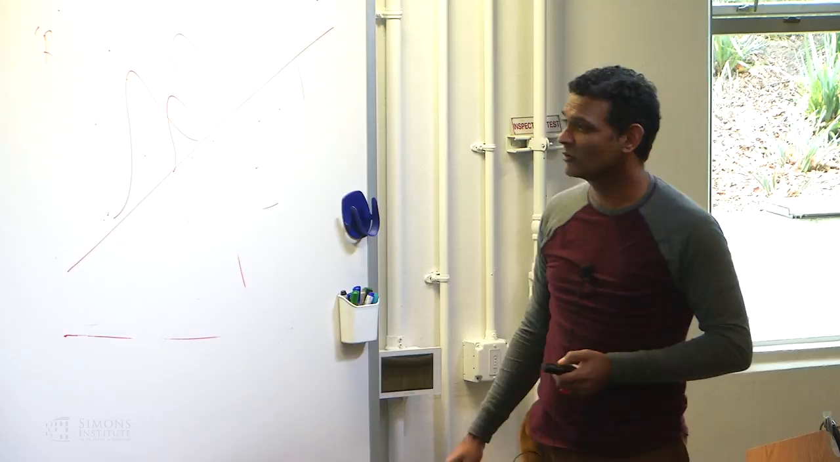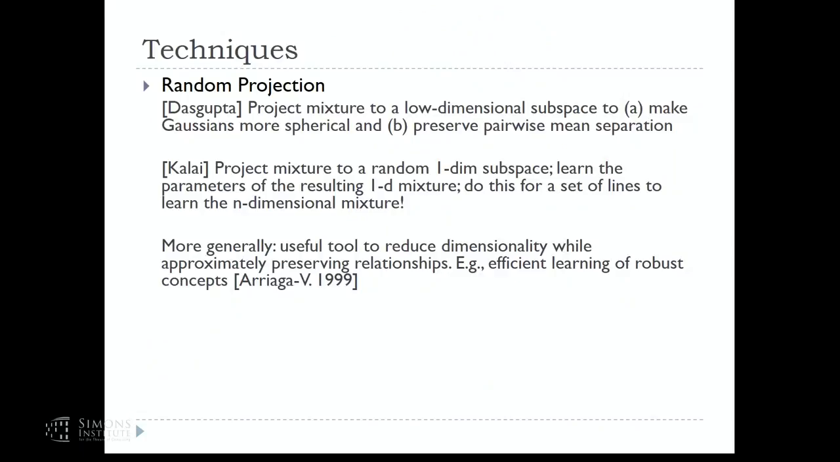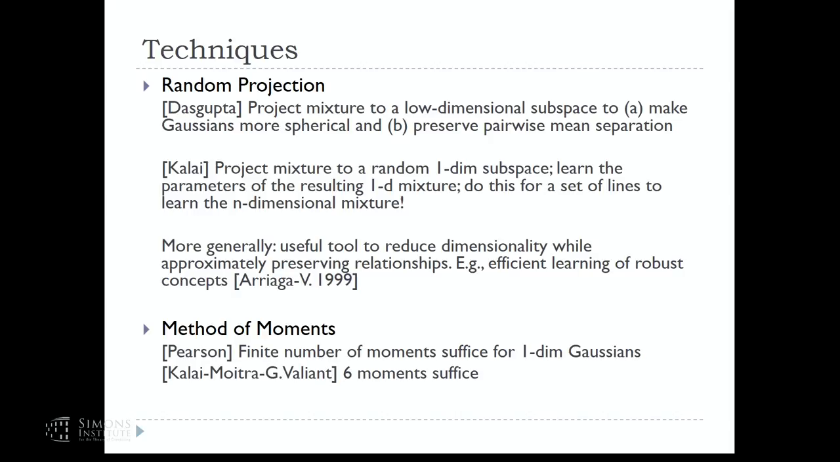The idea of using random projection is now quite general. You can use it for supervised learning as well, to reduce sample complexity and so on when there are margins, for example. So to do it in 1D, Pearson already realized that once you have a finite number of moments, if you can come up with a Gaussian mixture that agrees with the sample on a finite number of moments, first moment, second moment, third moment, then you will have uniquely identified it. And the key result in this Kalai-Moitra-Valiant paper is that 6 moments suffice. If you can match it on 6 moments, yes?